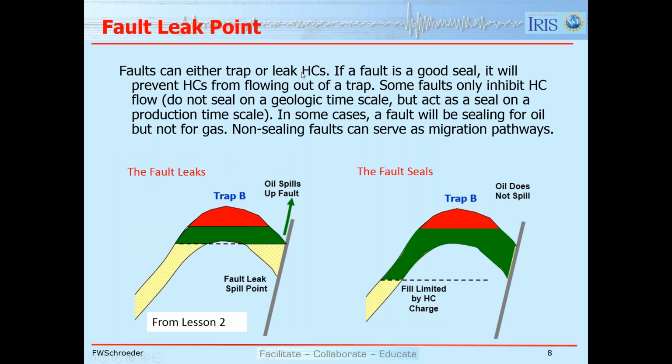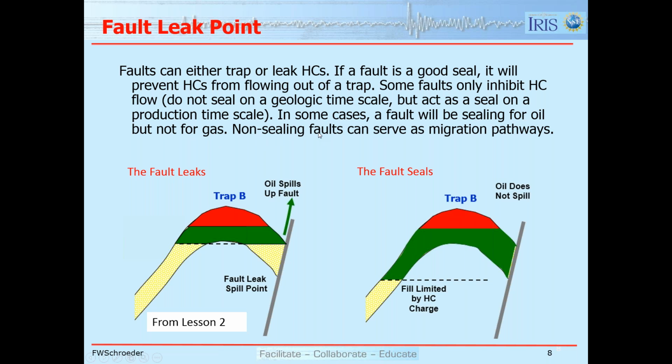Faults can either trap or they can leak hydrocarbons. If a fault is a good hydrocarbon seal, it'll prevent the hydrocarbons from flowing out of the trap. Some faults will only inhibit the flow. They don't totally seal on a geological time scale. But when we're talking about a production time scale of 10 or 20 or even 50 years, they may seal. In some cases, faults will seal oil, but they won't seal all of the gas.